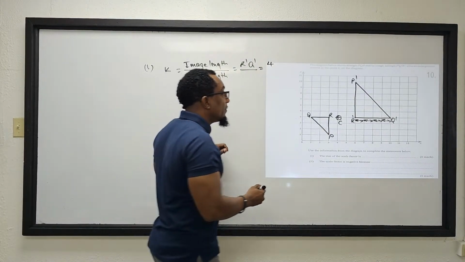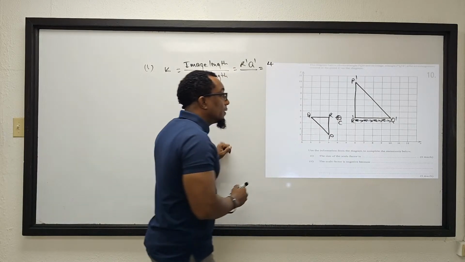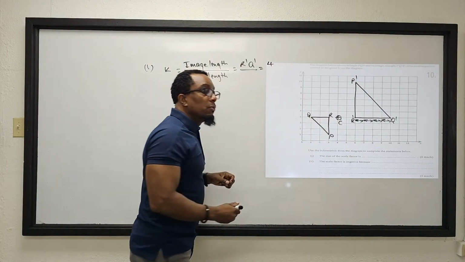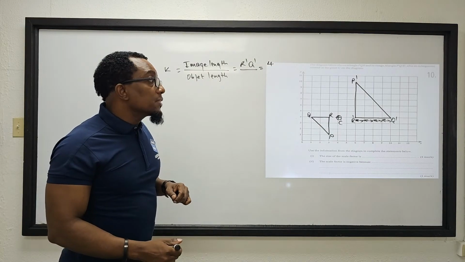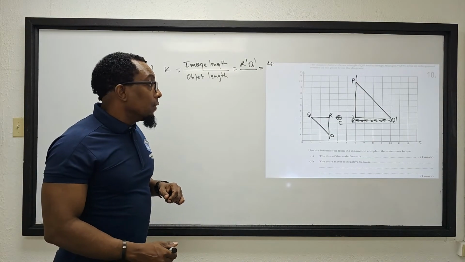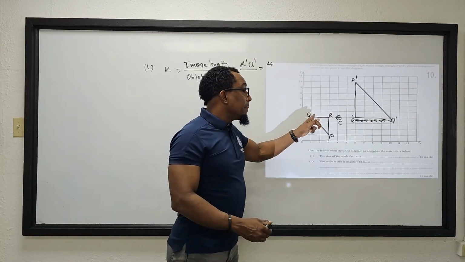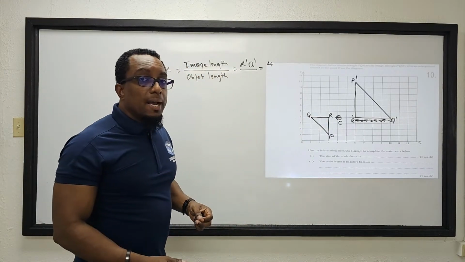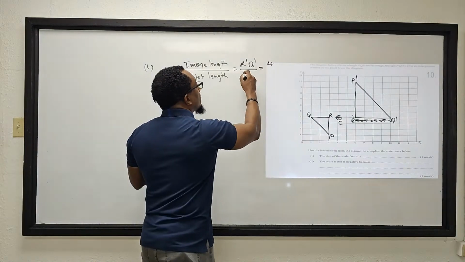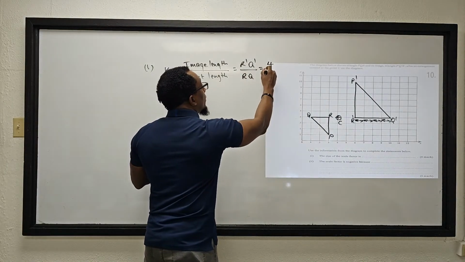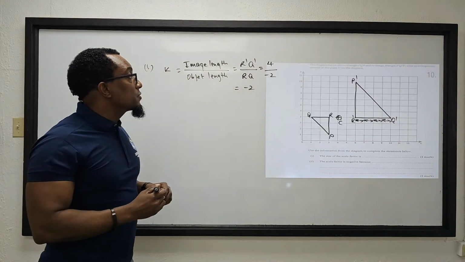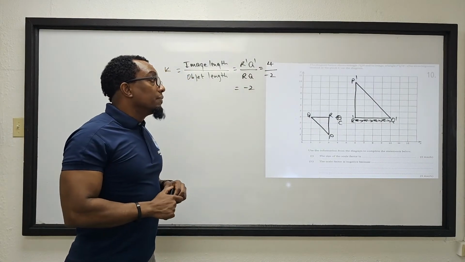So we're moving in this direction from R to Q. So this is 2 units moving left. Once it's 2 units moving left, of course it's going to be negative 2. Or you can say moving left from R to Q, it's 1 subtract 3, which is negative 2. So this will be over RQ, which is negative 2. So 4 divided by negative 2 will give us a scale factor of negative 2.